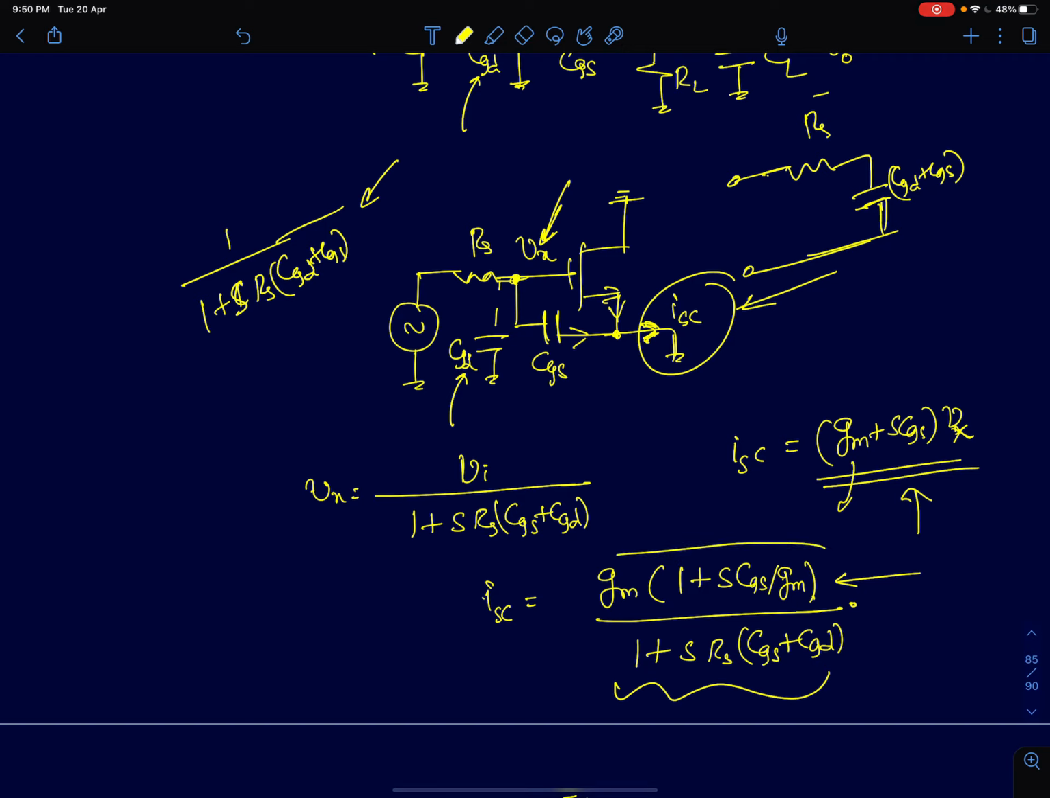If you see here, even in this case, the zero remains the same. The zero is at 1 plus SCGS by Gm, that is, at Gm by CGS. It's a left half plane zero.